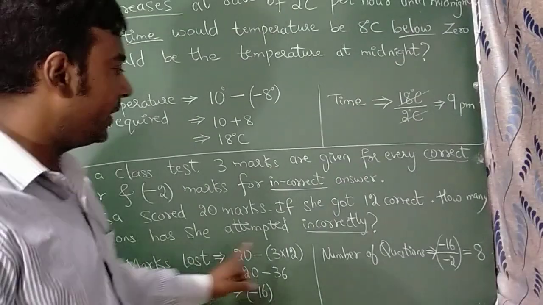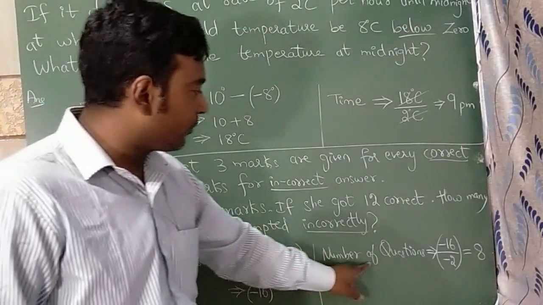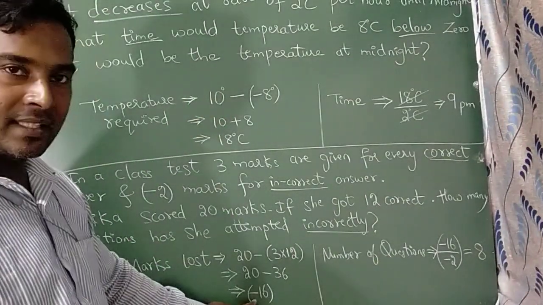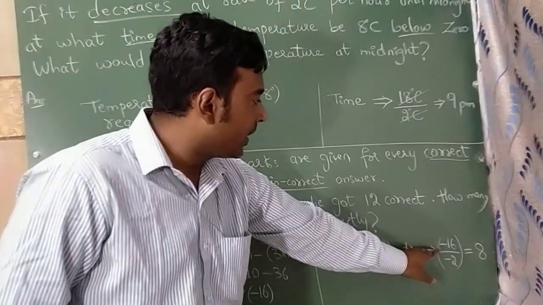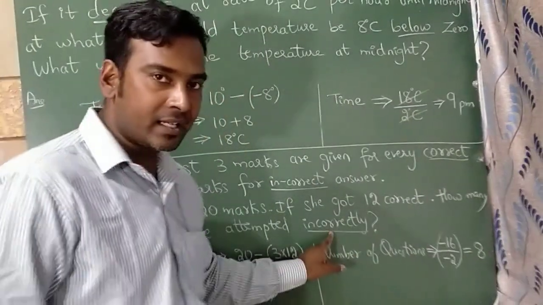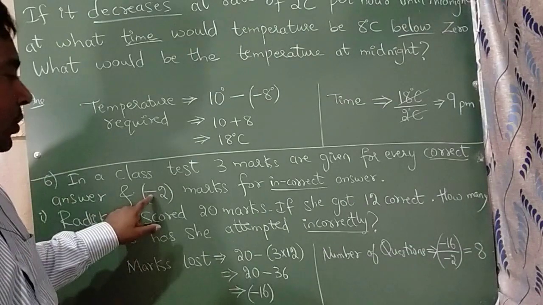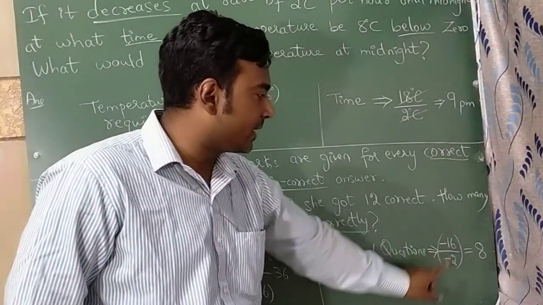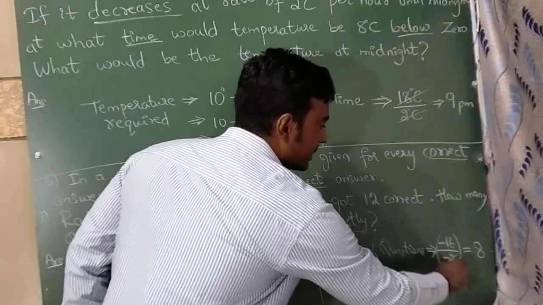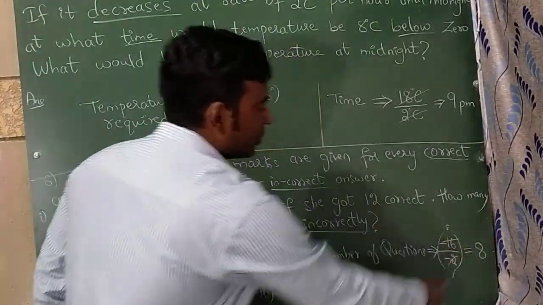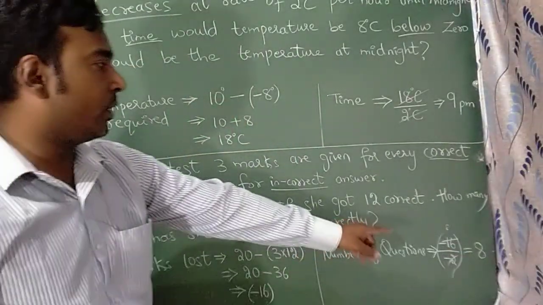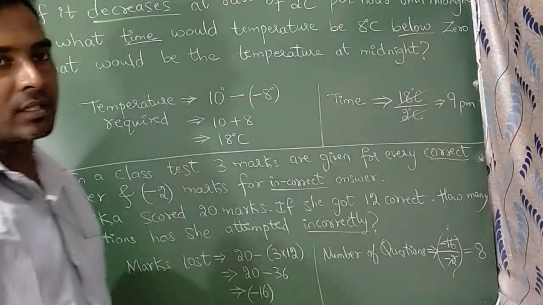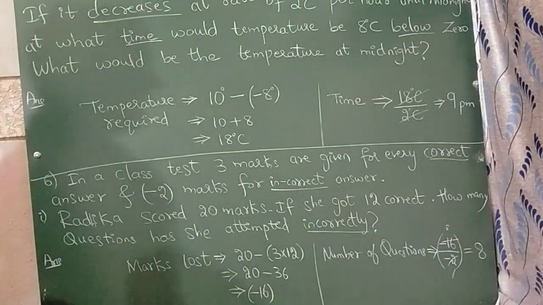Now they are asking how many questions. So the number of questions is equal to this minus 16 right here. And since the question is incorrect, right here minus 2. Minus into minus is plus. 2 ones are 2 and 2 eights are 16. So how many questions was it? 8 questions. Got it? So let's move on to the next one.